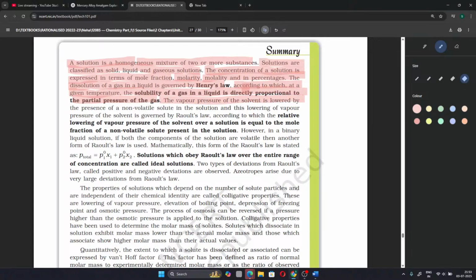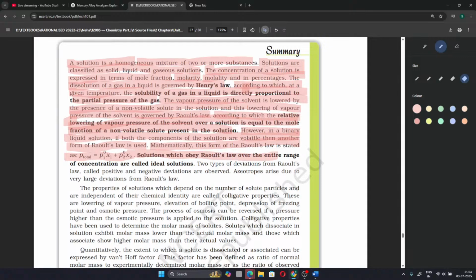The vapor pressure of the solvent is lowered by the presence of a non-volatile solute in the solution, and this lowering of vapor pressure is governed by Raoult's law, according to which the relative lowering of vapor pressure of the solvent over a solution is equal to the mole fraction of the non-volatile solute present in the solution. However, in a binary liquid solution, if both the components are volatile, then another form of Raoult's law is used. Mathematically, this form is stated as P total equals P1 plus P2, where P1 and P2 values we know from Raoult's law itself.